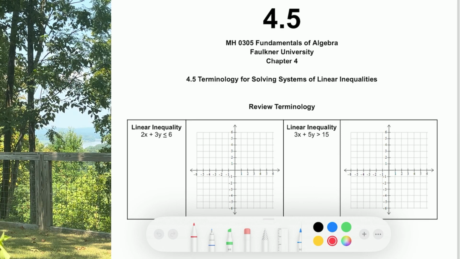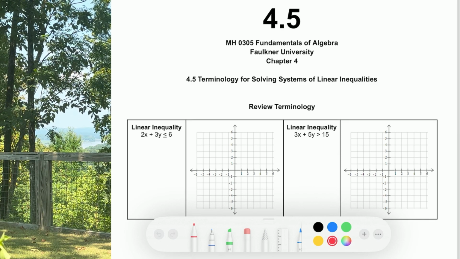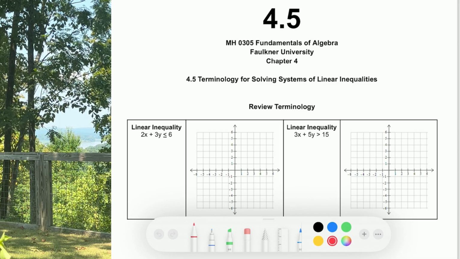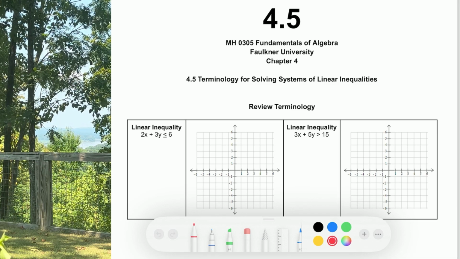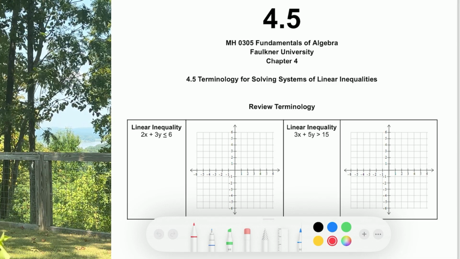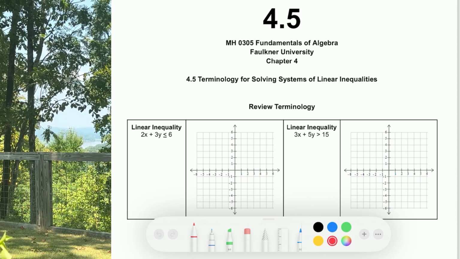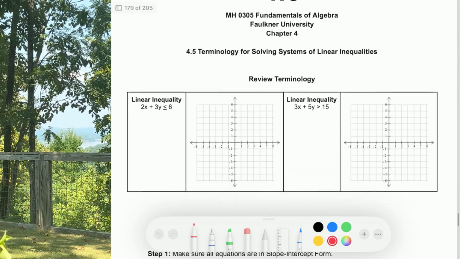Welcome back, students. We'll be looking at section 4.5, terminology for solving systems of linear inequalities. It's been a little while since we have graphed linear inequalities, so I want to do a real quick review before we learn the new part that goes with it. So let's get started here.